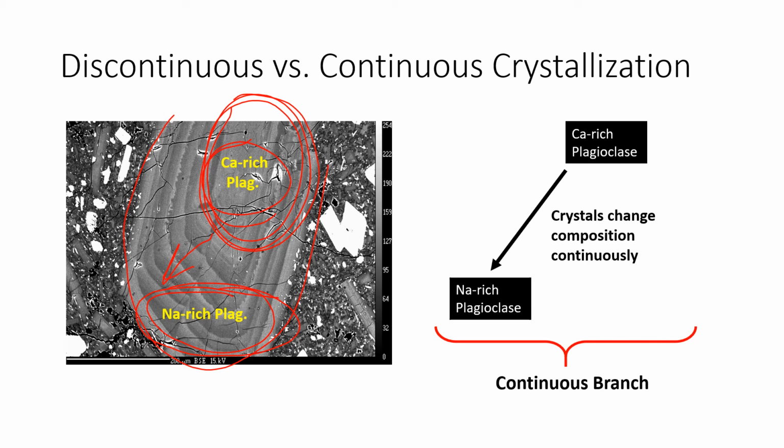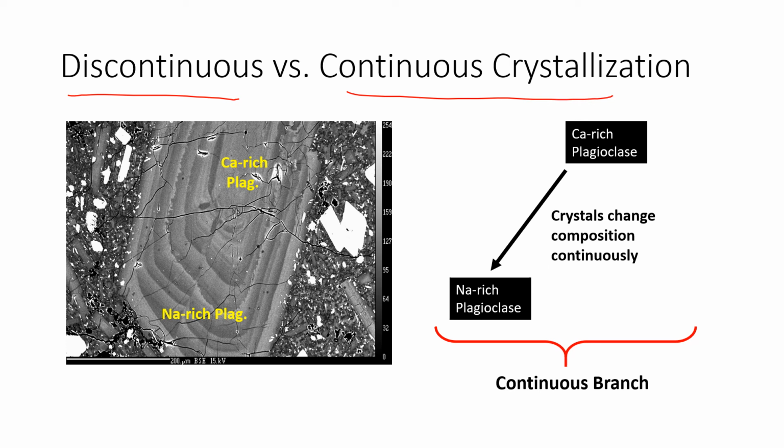But keep in mind here, the change from calcium-rich plagioclase to sodium-rich plagioclase isn't happening in a discontinuous or stepwise way. It's happening in a gradual, continuous way. In other words, the crystals are changing composition continuously as they solidify out of the remaining magma. So that's a quick summary of the different characteristics of crystallization in the discontinuous versus the continuous branch of Bowen's reaction series.